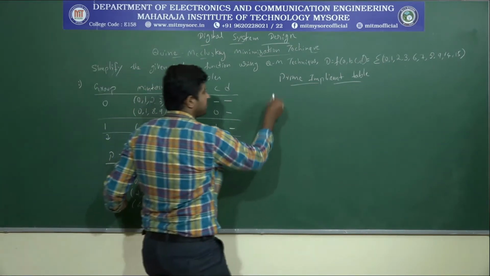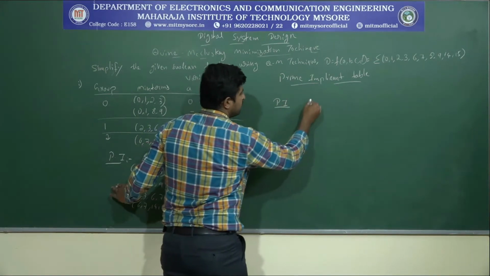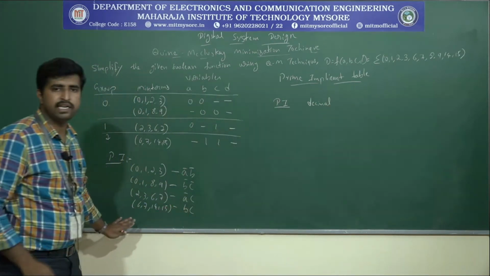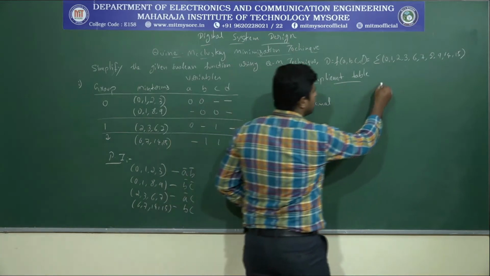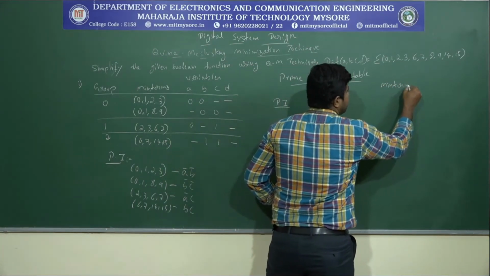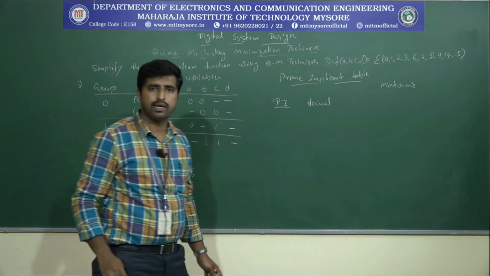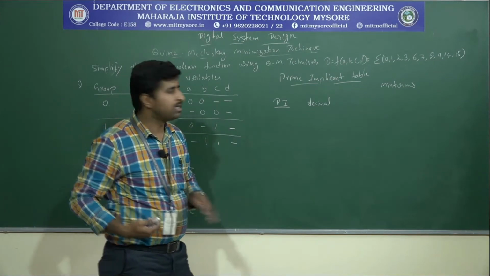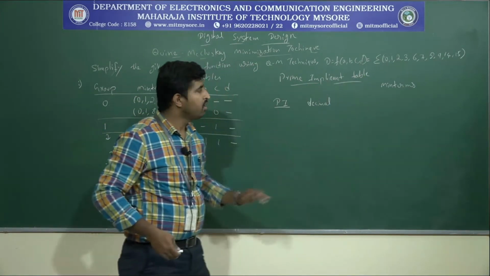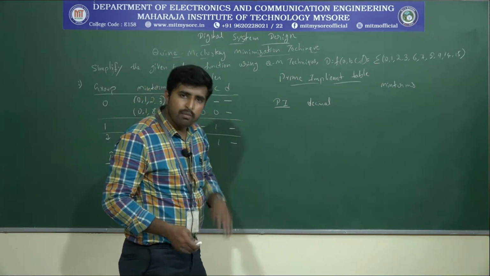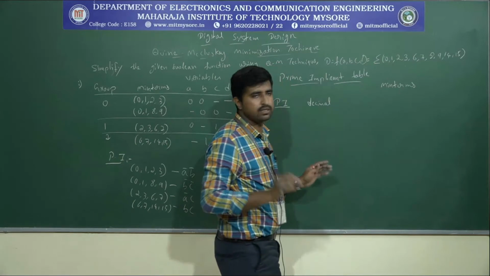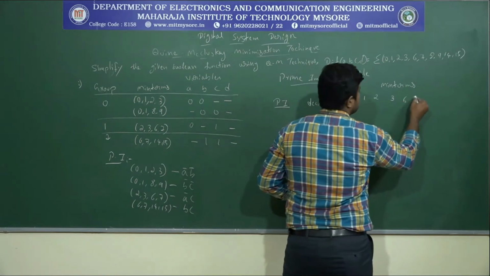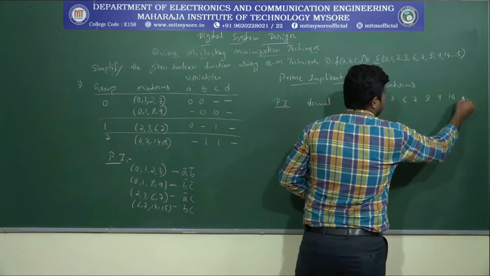This table consists of the prime implicants and their decimal forms, that is the minterms in decimal form, and then the minterms which are given in the problem statement. We need to identify which are covered or not covered. We should not leave out any minterms in the given problem statement. So we write the minterms of the given Boolean function: 0, 1, 2, 3, 6, 7, 8, 9, 14, 15.